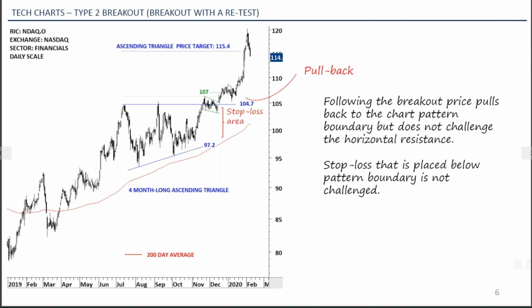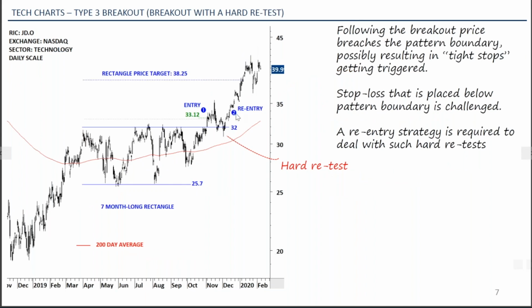So if we look at a type 2 breakout, it's a pullback to the chart pattern boundary and then continuation to the price target. With the type 3 breakout, the breakout takes place, price pulls back to the chart pattern boundary and dips below the boundary. If you have your stop loss here, you probably got stopped out. So what do we need? We need a recompletion of the pattern. The price needs to close above that chart pattern breakout confirmation level for a re-entry and to be able to capture the second part.